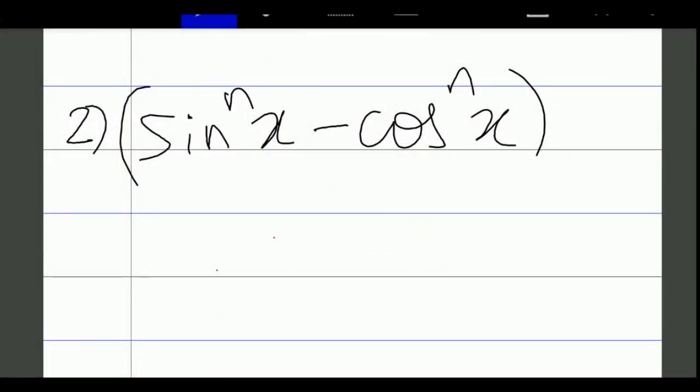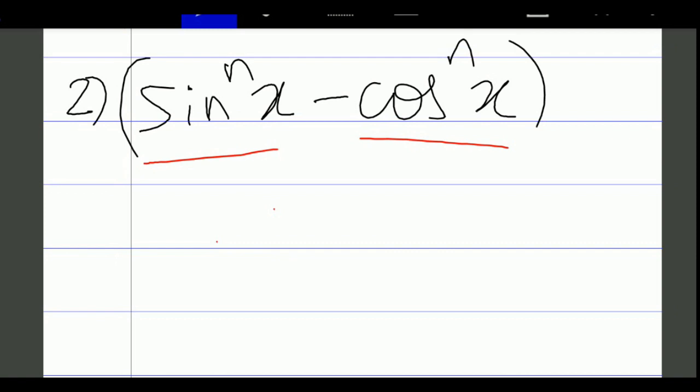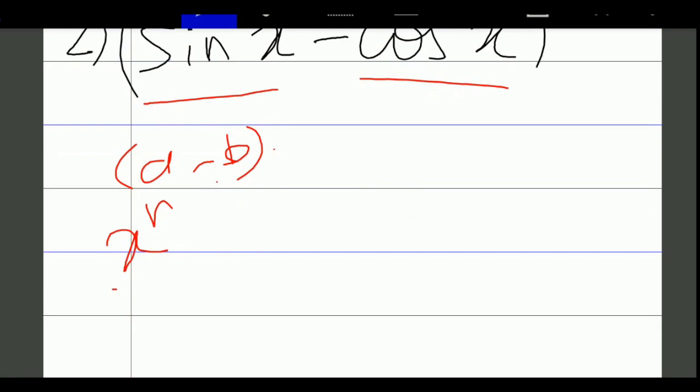Now the second one is sin^n x minus cos^n x. The rules we will use first are the differentiation of a minus b, then the second one, x raised to n, then sin x, then cos x.